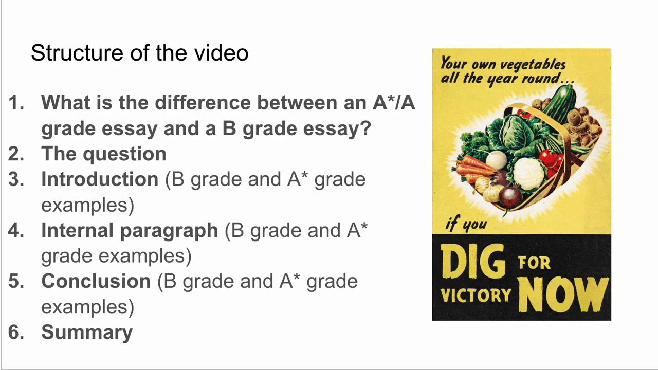So the structure of the video is as follows. Firstly, discussing the difference, in my view, between an A-star or an A-grade essay and a B-grade essay. Then I'm going to introduce the question I'm going to look at. Then we're going to look at an example of an introduction, an internal paragraph, and a conclusion for both a B-grade and an A-star grade essay. And so you'll clearly be able to see the differences. And then I'm going to give something of a summary, tying it all together.